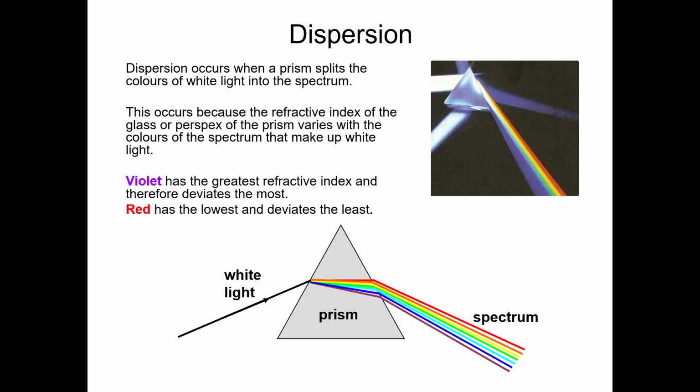This isn't part of a course that I teach at the moment, but it used to be in courses a while ago, and it might still be in some GCSE courses. So dispersion is when white light is split up by a prism into its constituent colours.